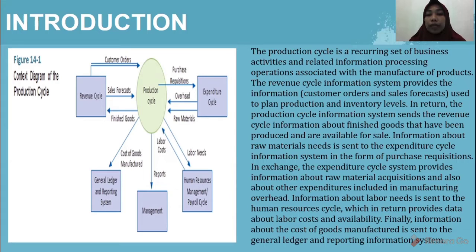Information about raw material needs is sent to the expenditure cycle information system in the form of purchase requisitions. In exchange, the expenditure cycle system provides information about raw material acquisition and also about other expenditures included in manufacturing overhead. Information about labor needs is sent to the human resources cycle, which in return provides data about labor cost and availability. Finally, information about the cost of goods manufactured is sent to the general ledger and reporting information system.